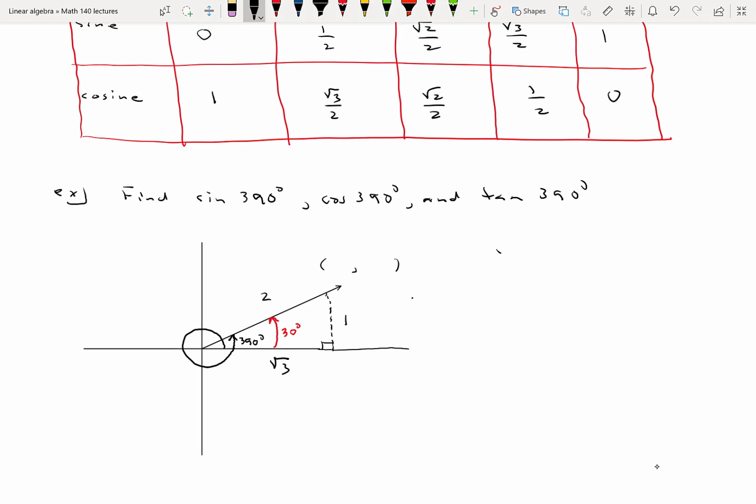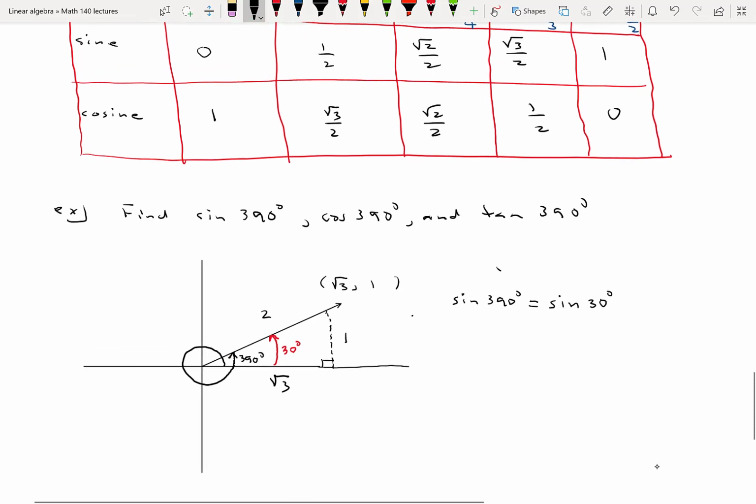Now, notice, this is the important thing. Notice that the sine of 390 is 1/2. But it's the same as if we just looked at the 30 degrees instead of the full angle of 390. This is the same thing as if I just used the sine of 30 degrees. And the sine of 30 degrees, I don't need the A, the B, and the R. The sine of 30 is on my chart of special values.